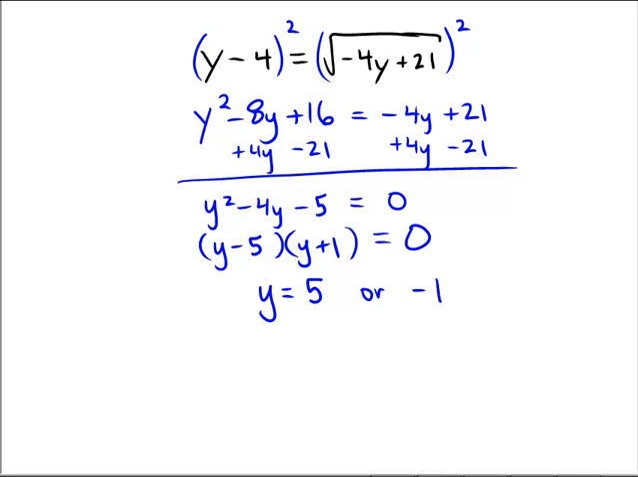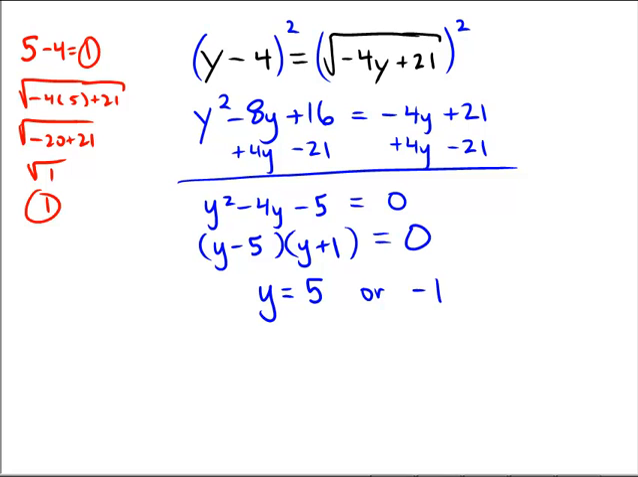Test. On the left, 5 minus 4 is 1, and on the right, negative 4 times 5 plus 21 is the radical of negative 20 plus 21, and the square root of 1 is 1. So 1 equals 1, 5 works. Negative 1, on the left, negative 1 minus 4 equals negative 5, so this is definitely not going to work.